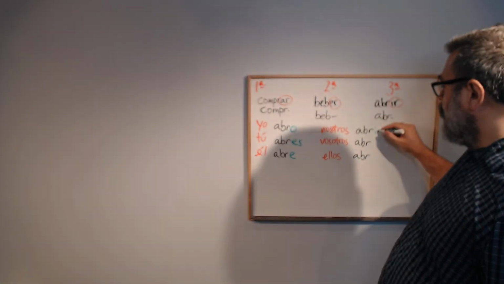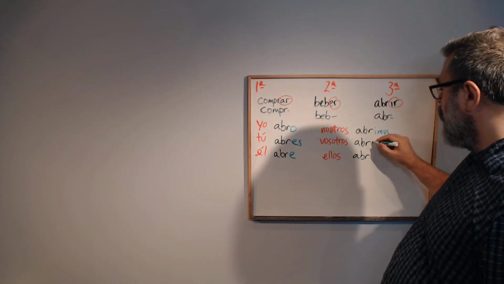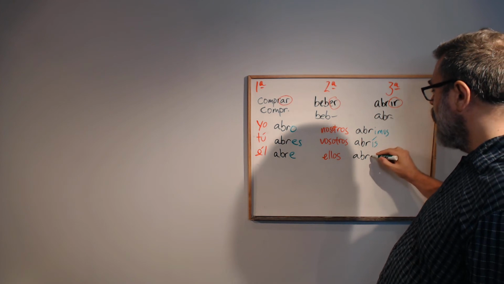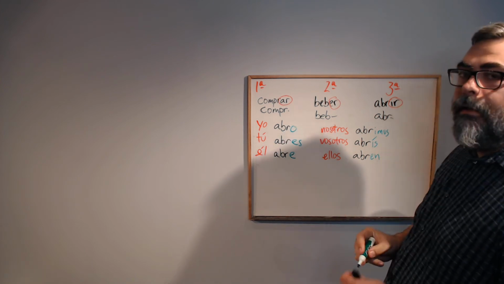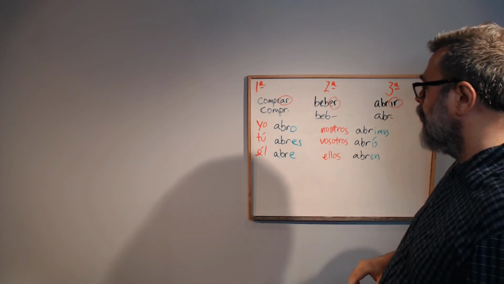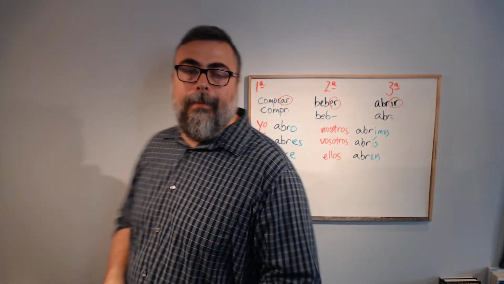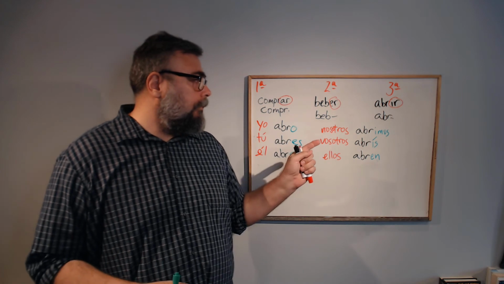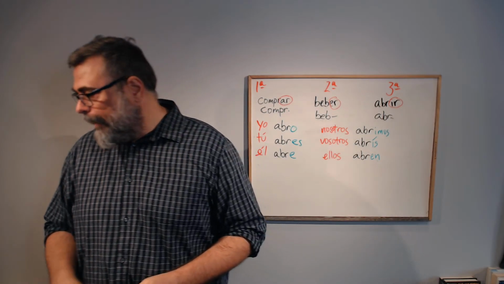Nosotros abrimos, vosotros abrís, ellos abren. So it's only in the nosotros and the vosotros that it changes. Yo abro, tú abres, él abre. Nosotros abrimos, vosotros abrís, ellos abren.